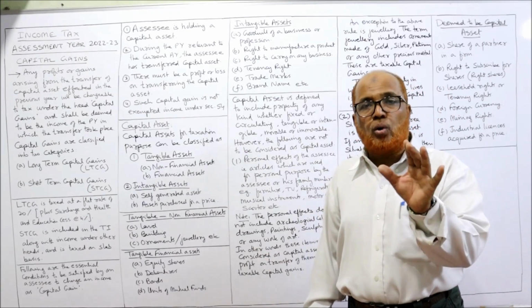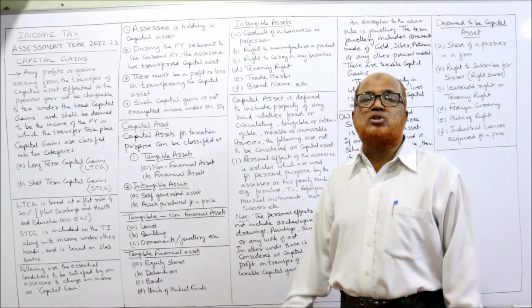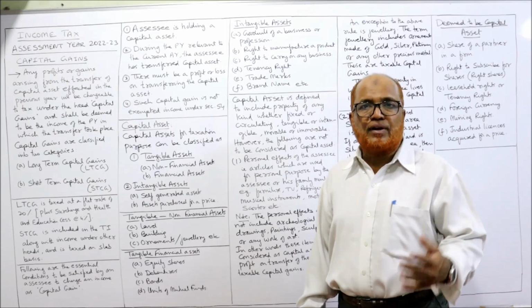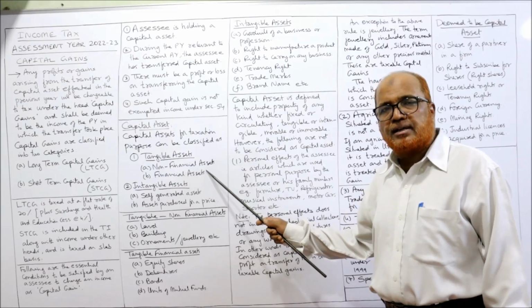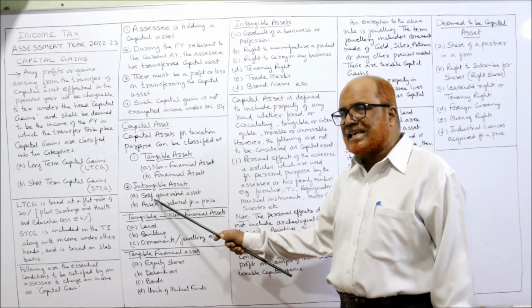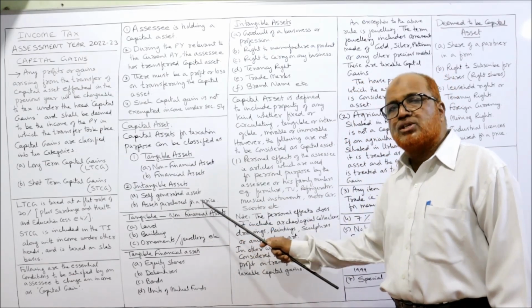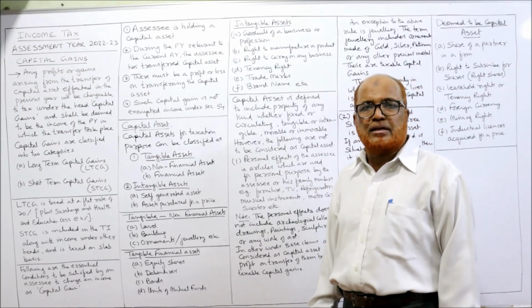Remember, this is not only theory. The problems are based on this provision also. The tax rate is different for different purposes. So tangible assets: non-financial tangible and financial tangible assets. For intangible, we have self-generated intangible assets and assets purchased for a price. Any intangible asset which is purchased for a price.